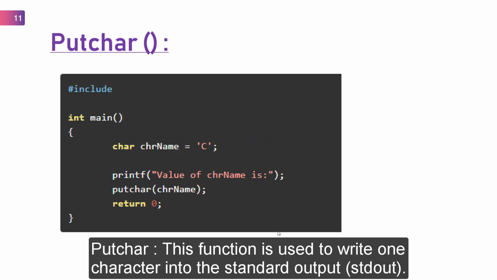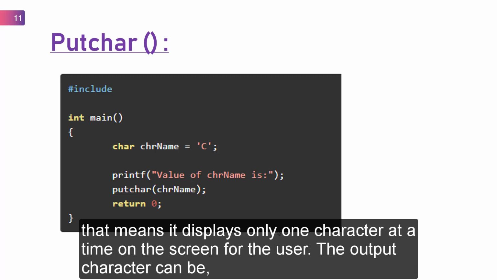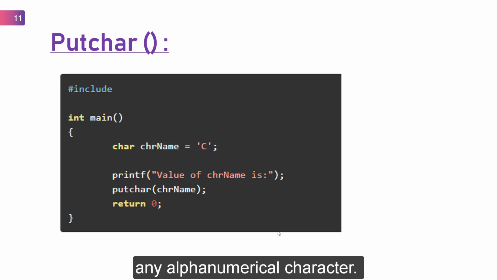Putchar. This function is used to write one character into the standard output, stdout. That means it displays only one character at a time on the screen for the user. The output character can be any alphanumerical character.